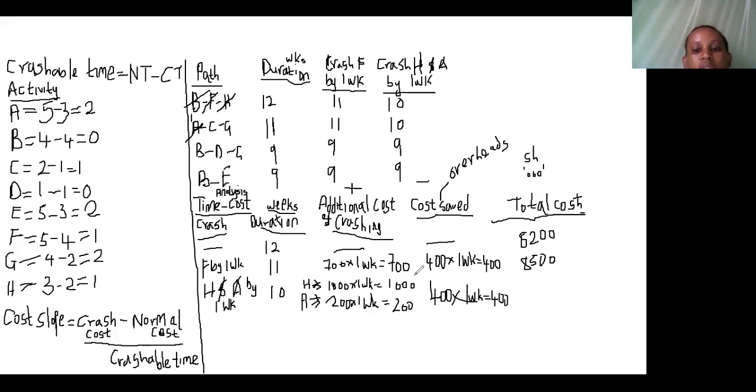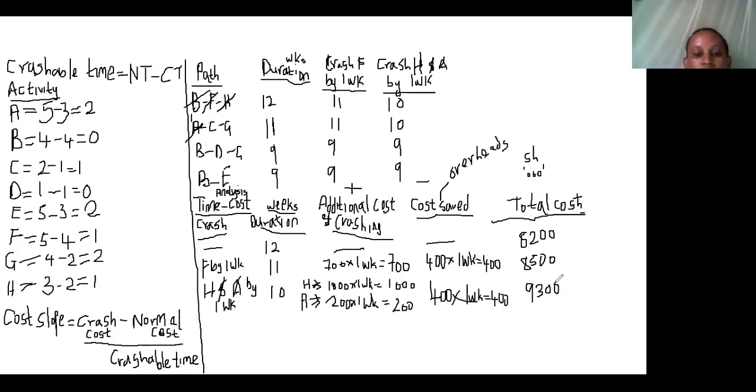We revise our cost. What has happened? We were previously having the cost of the project at 8,500,000. We add 1,200,000, and we take away 400,000. This will lead us to an amount of 9,300,000 as our final cost for the project after the process of crashing is over.